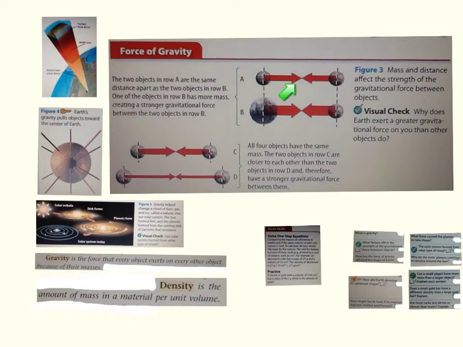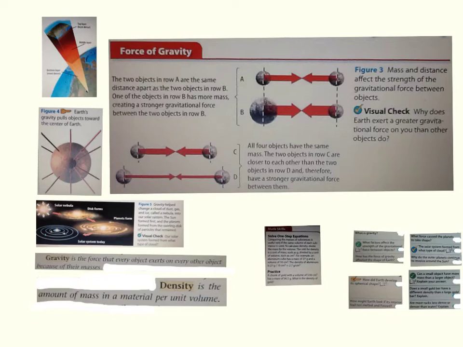If you take a look at the arrows, you have thin arrows here and thicker arrows here. The reason for that is because the two objects in row A, which is this one here, are the same distance apart as the objects in B. One of the objects in B, which is this one here, has more mass. It creates a greater or stronger gravitational force between the two objects. These two objects have a greater gravitational force than these do, even though they're the same distance apart.